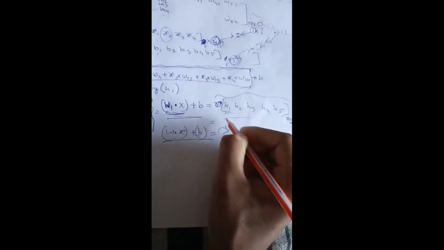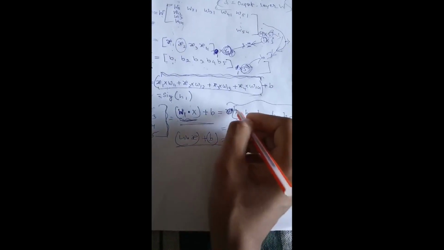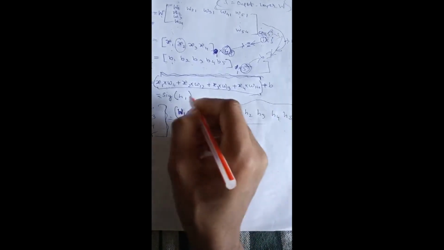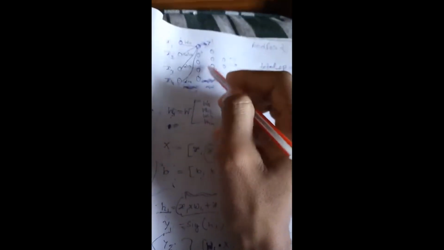Now we can apply an activation function, any activation function based on your need. If you need sigmoid, or ReLU, or tanh, we can apply the sigmoid function to each element, and we can get y1, y2, y3, y4, y5. So now we have the output of the first operation, and the first operation has been successfully applied.